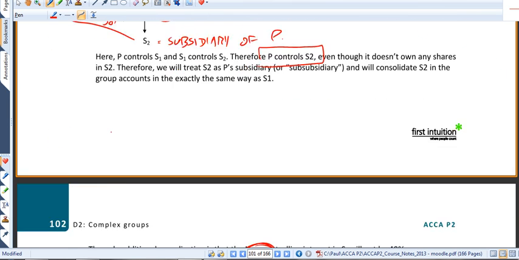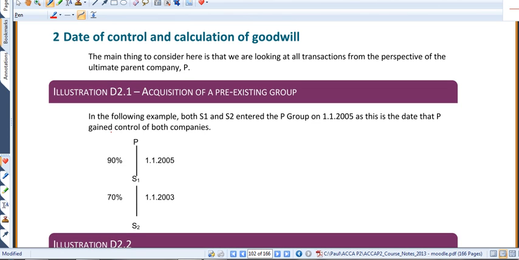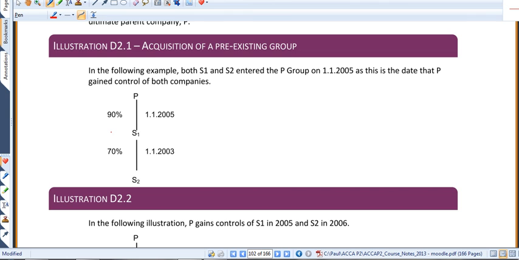Okay, well the second thing we're going to bear in mind is the dates, the date of control. So just moving on to this next illustration, you can see here that P bought S1 in 2005. Now at that date, S1 had already purchased its shares in S2. So in fact, when P bought S1, S1 already owned S2, and you could look at it really that what P was doing was buying the S1 group, or it was buying control over S1 and S2.